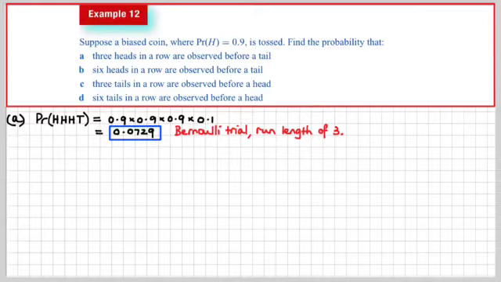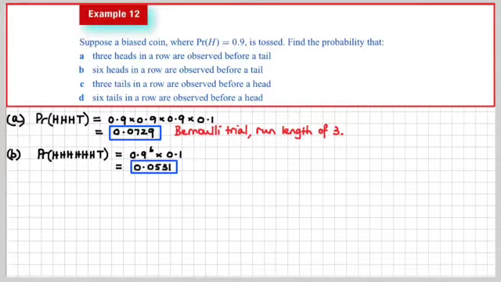Now B, 6 heads in a row. Oh goodness, that's going to be a low probability, isn't it? Good heavens above. Let's try that one. There it is. So that's 1, 2, 3, 4, 5, 6 heads and then a tail. 0.9 to the 6th times 0.1, and our run length is 6. Bernoulli trial run length of 6, and that's going to be 0.0531. Woohoo! Okay, very, very interesting, isn't it?